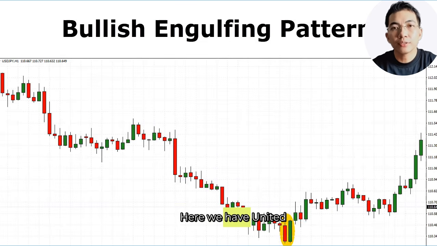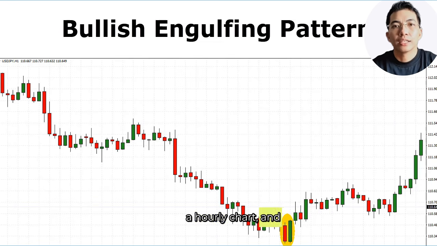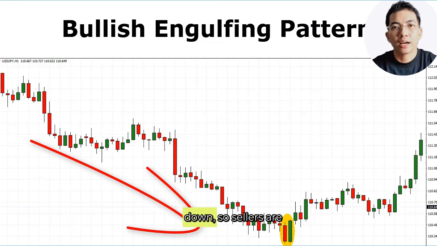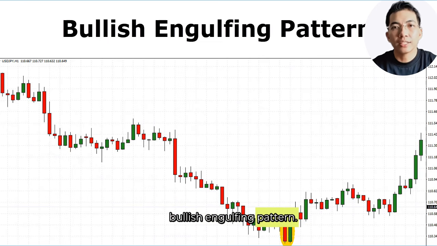Here we have United States dollar, Japanese yen on an hourly chart, and you can see that the price is going down, so sellers are in control in the first part of the chart. At the end of this downtrend, there's a bullish engulfing pattern. So analyzing the price action on the market, we can say that sellers were in control and they pushed the price down for a long time without facing any major resistance by the buyers.